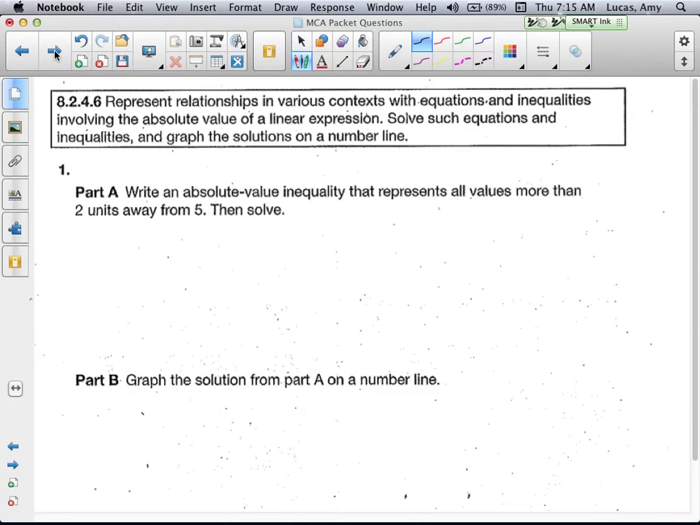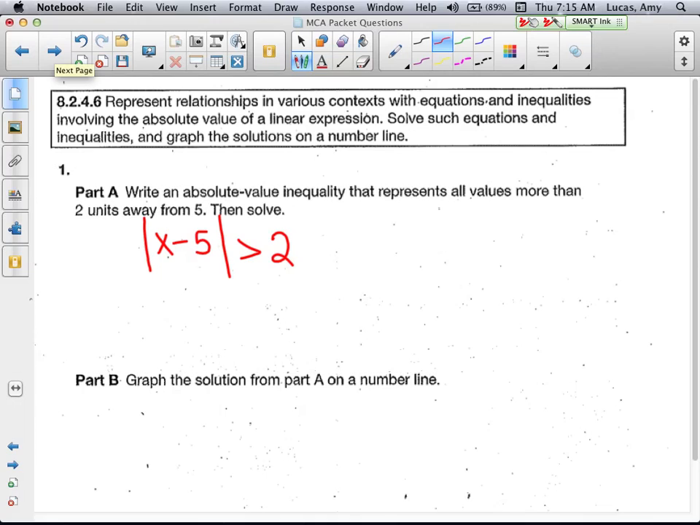Okay, so we are looking for all values more than 2 units away. So greater than 2 units away from 5. And we are going to need absolute value here. The distance away from something, you can express as a difference, subtraction. So, in my absolute value bars, I believe I should have x minus 5, the distance away from 5.